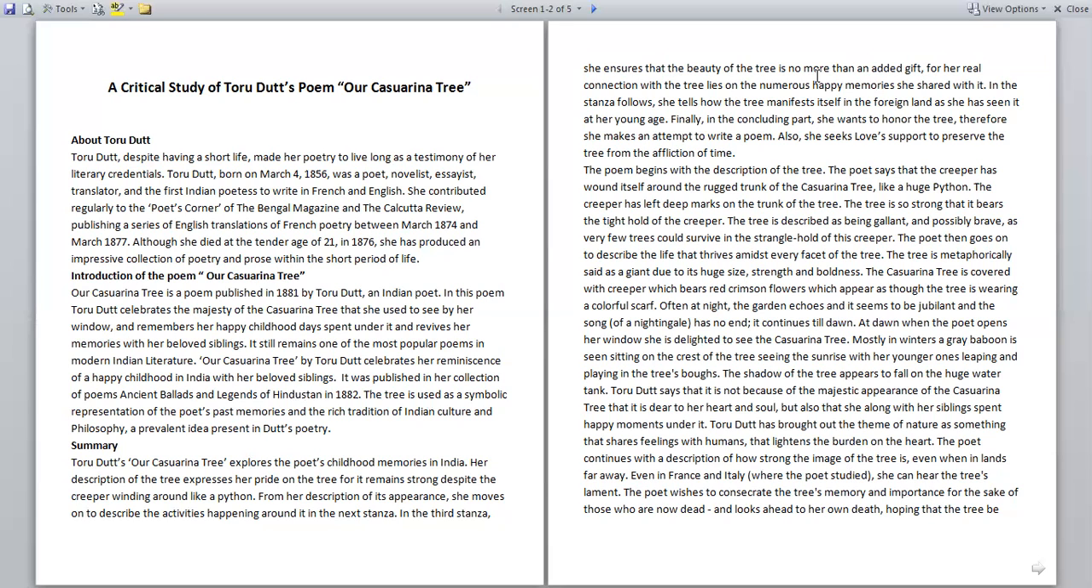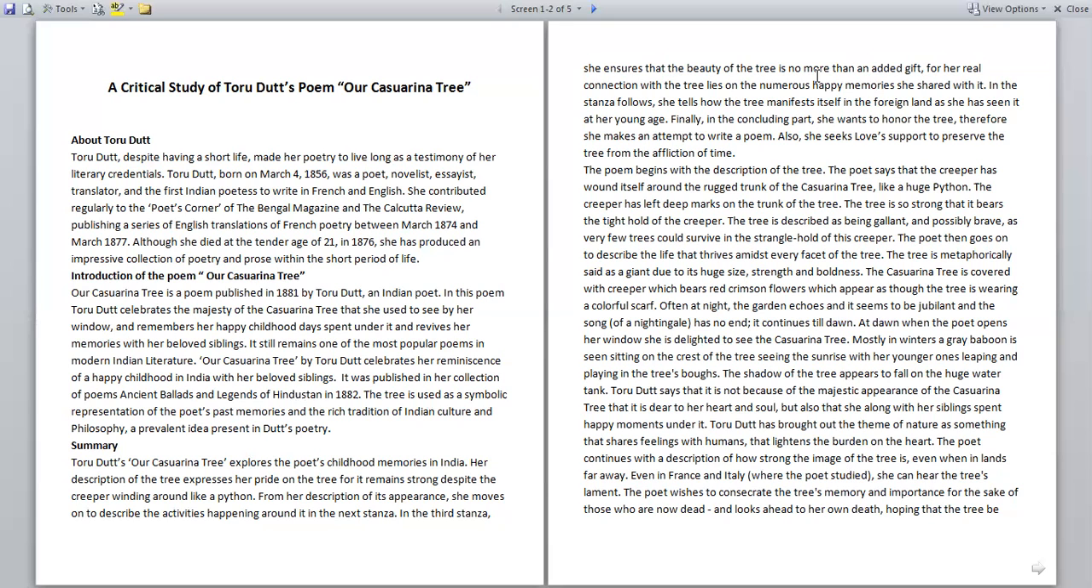The tree is described as being gallant and possibly brave, as very few trees could survive in the stranglehold of this creeper. The poet then goes on to describe the life that thrives amidst every facet of the tree. The tree is metaphorically called a giant due to its huge size, strength, and boldness. The casuarina tree is covered with a creeper which bears red crimson flowers, which appear as though the tree is wearing a colorful scarf. Often at night, the garden echoes and seems jubilant, and the song of a nightingale has no end. It continues till dawn.